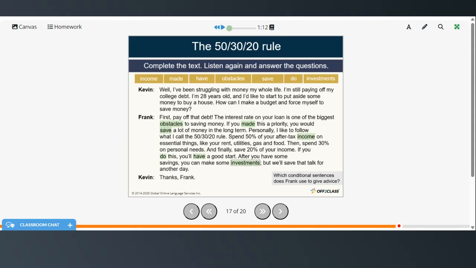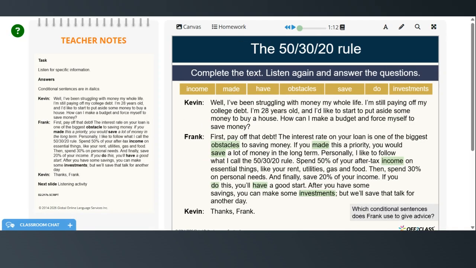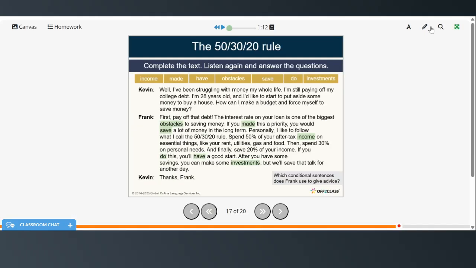So which conditional sentences does Frank use to give advice? He said, if you made this a priority, you would save a lot of money in the long run. And that would be a first conditional, a zero conditional, because it is a very likely situation.